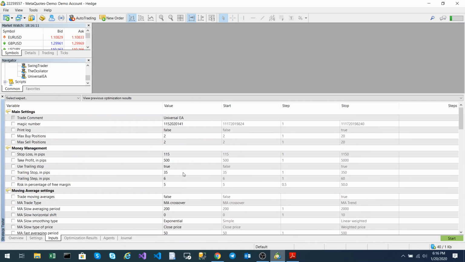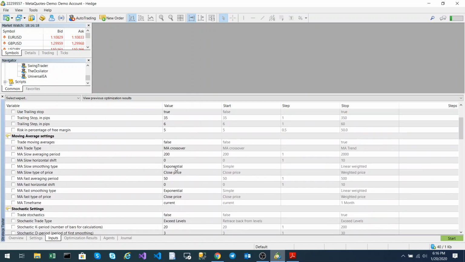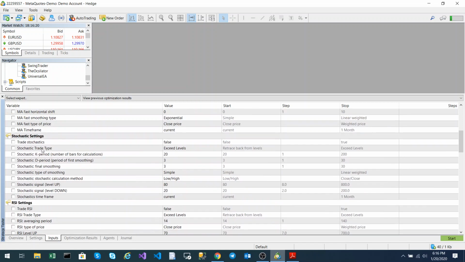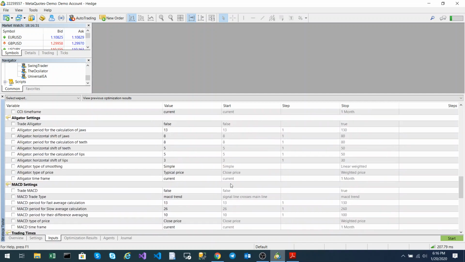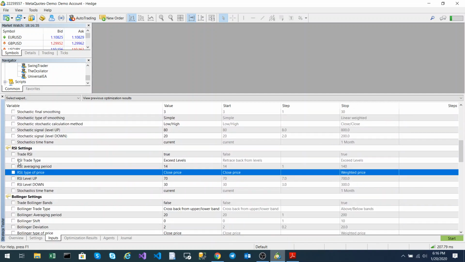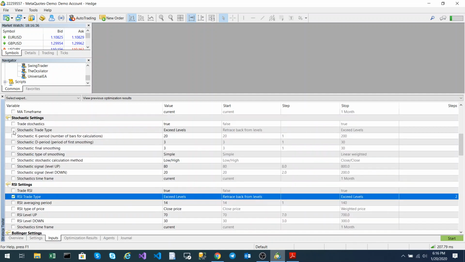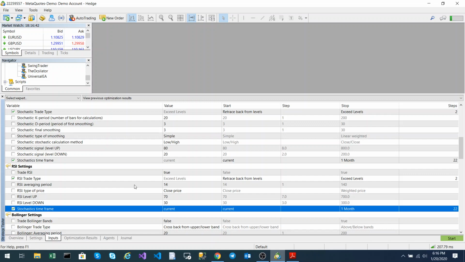Okay, so I'm just going to randomly pick two, just to show you how the backtests work. For instance, we'll trade two: the RSI and the stochastics. So we're going to trade both of these two. Just see, nothing else has been traded. We're going to see which one is better for both of these, and which time frame is better for both of these.